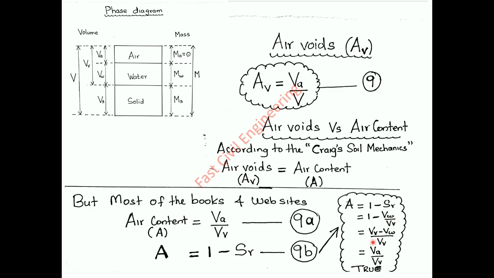Then volume of voids minus volume of water is equal to volume of air. So this is volume of air over volume of voids. That is the true definition.